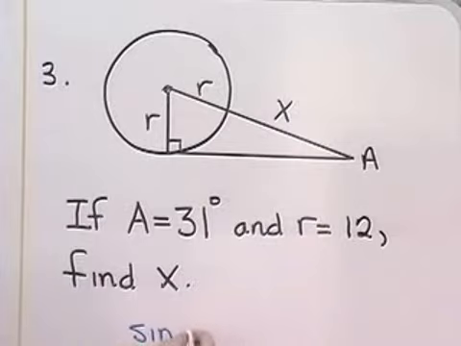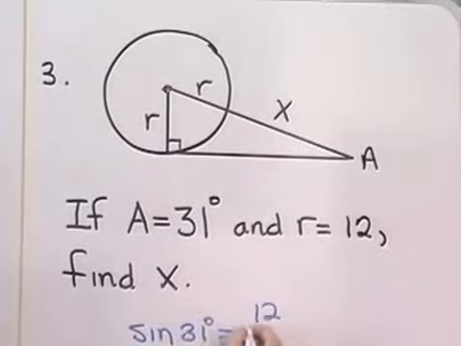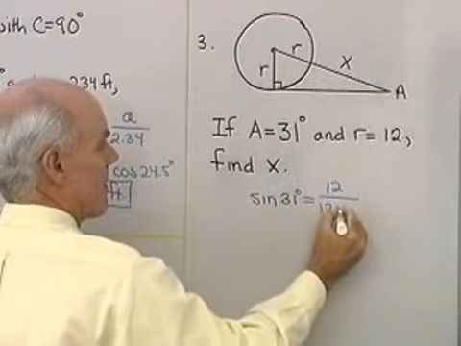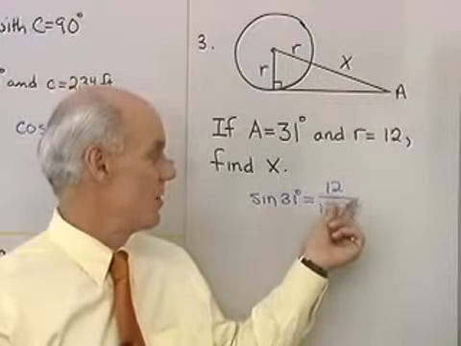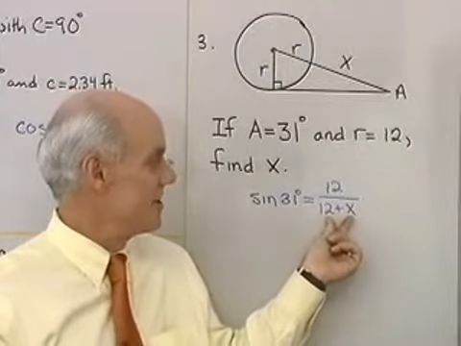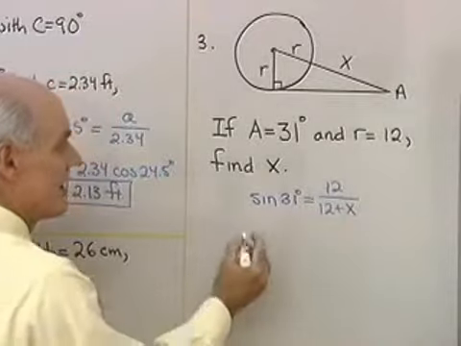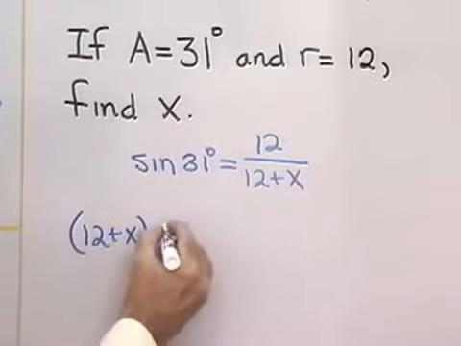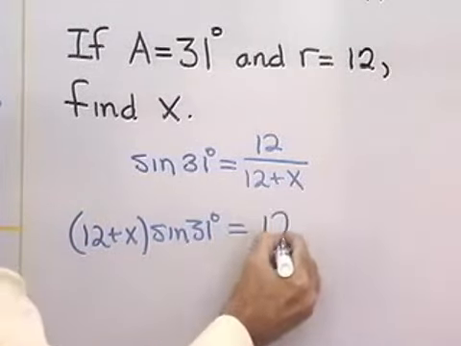The sine of 31 degrees is equal to the side opposite, which is 12, divided by the hypotenuse, which is 12 plus x. So here I have this equation, sine 31 degrees is 12 divided by 12 plus x. I need to solve this for x. So I'm going to begin by multiplying both sides by 12 plus x. I end up with 12 plus x times the sine of 31 degrees is equal to 12.